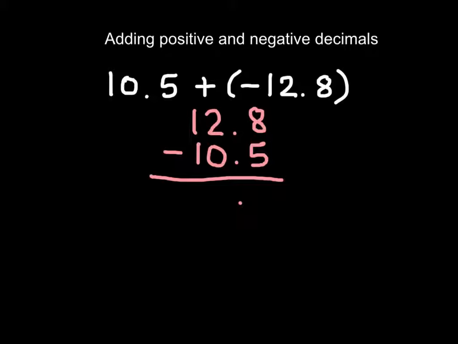So I'm going to subtract, lining up my decimals. 8 minus 5 is 3, 2 minus 0 is 2, and then 1 minus 1 is 0, so that's it. I get 2.3 as the difference between 12.8 and 10.5. But now I need to keep the sign of the bigger number. Negative 12.8 is the bigger number, and it's going to keep the sign in our answer. So negative 2.3 is what we get.